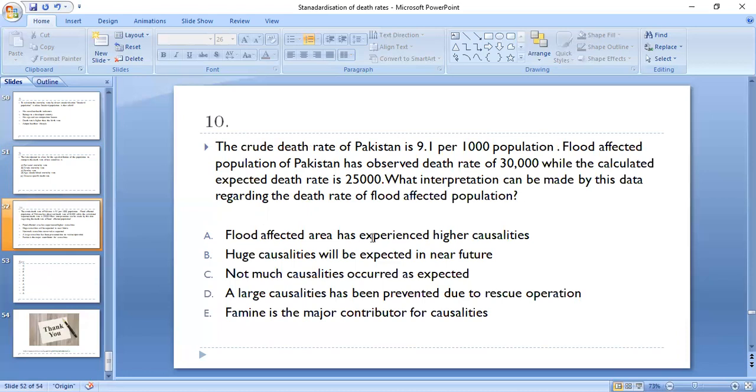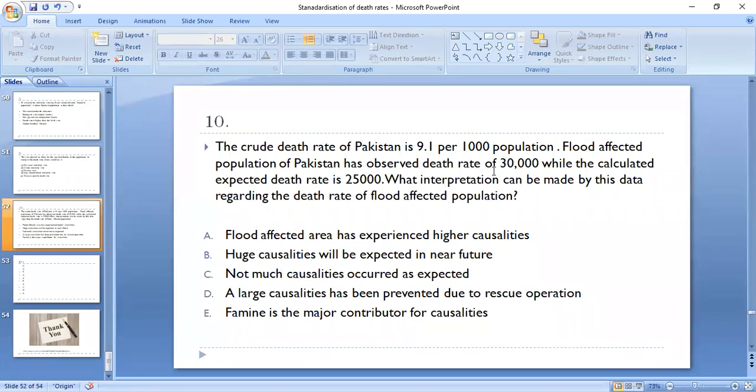Whether the flood affected area has experienced higher casualties, whether huge casualties will be experienced in near future, or whether not as many casualties occurred as expected, or whether the large casualties have been prevented due to rescue operation, or the famine is the major contributor of the casualties. Which interpretation can be concluded by this? A is the correct option. Flood affected area has experienced higher casualties.